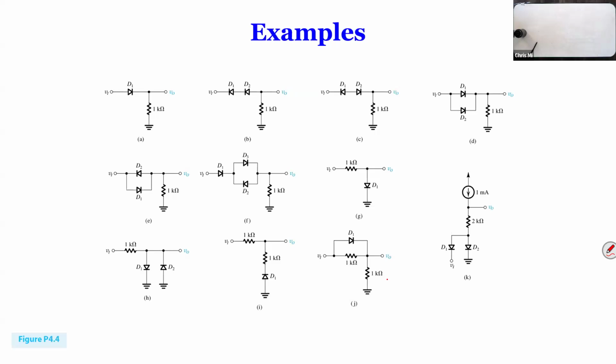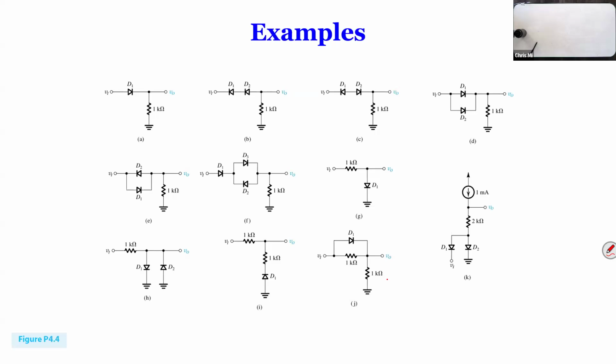If Vi is positive, there's going to be current flowing through the 1K resistor. If Vi is negative, no current. So this is kind of a half-wave rectifier that you saw before. The output will depend on what type of diodes we are assuming. If we assume an ideal diode, it's going to be the same as Vi. If you assume the constant voltage drop, it's going to be minus 0.7, right?